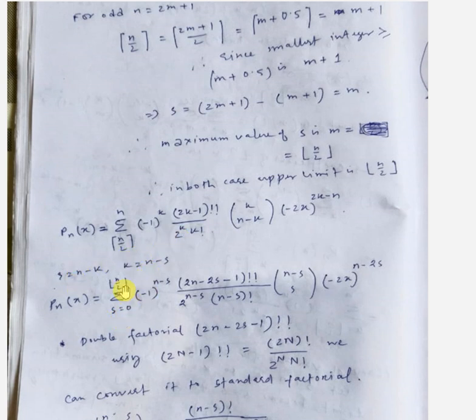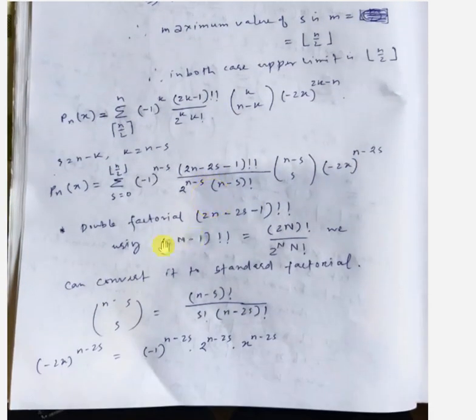If we do this, then s goes from 0 to n by 2. The k value is n minus s, then the 2k value is 2n minus 2s in both upper and lower side, and then the k value is n minus s, so n will be cancelled, and the remainder will be s, then 2 to the power n minus 2s. And for the double factorial, there is an equation: twice n minus 1 double factorial will be twice n single factorial over 2 to the power n, n factorial. We can convert it to standard factorial.